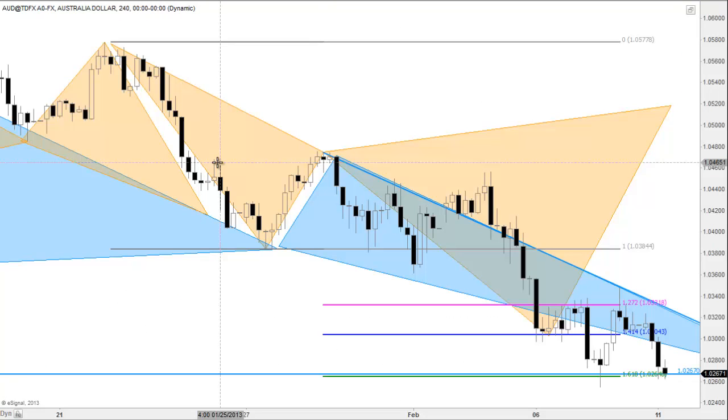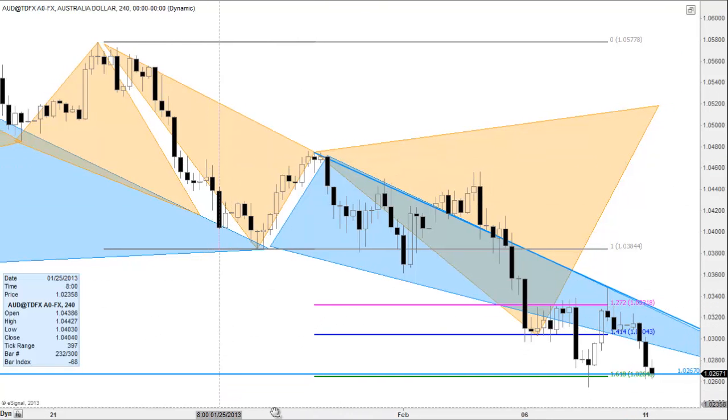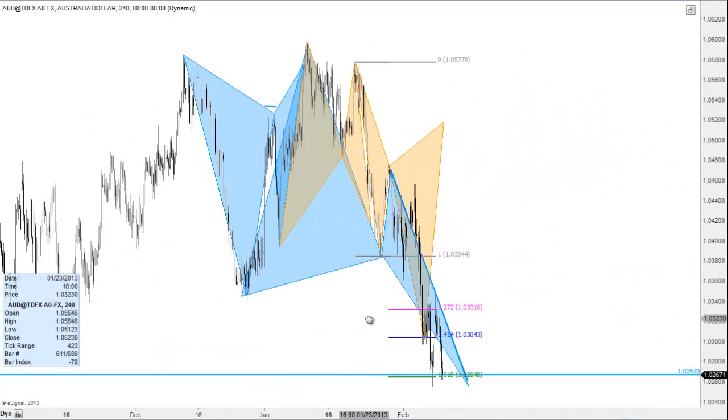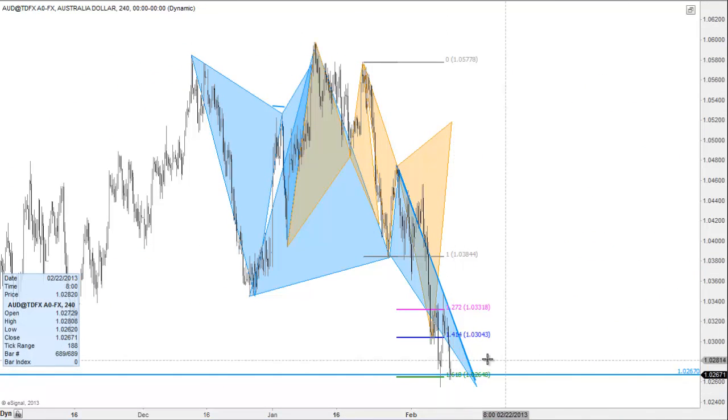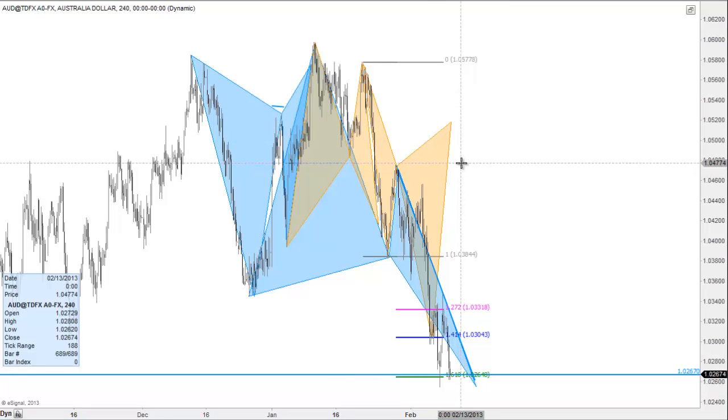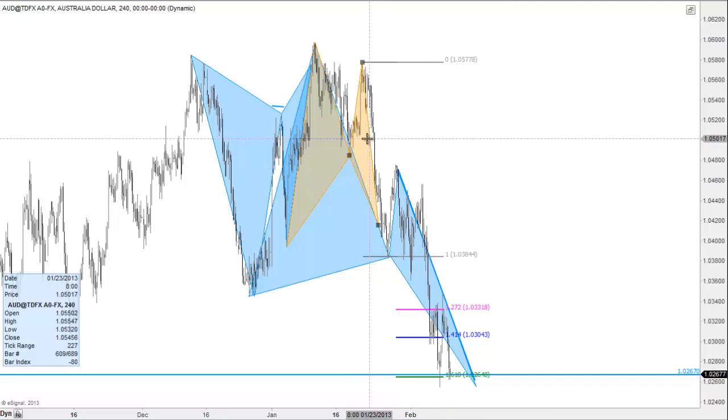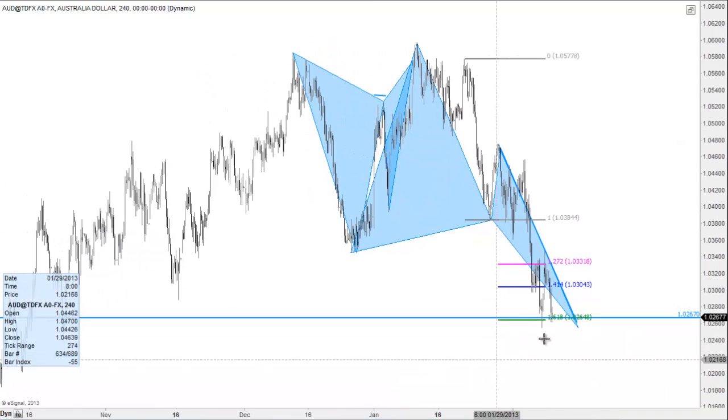We're going to go over to the Aussie, take a look at the Aussie. The Aussie just completed a butterfly pattern here after a broken cipher. After a broken Gartley pattern. And so now what we're doing is there's a potential buying opportunity right here at 102.67s.